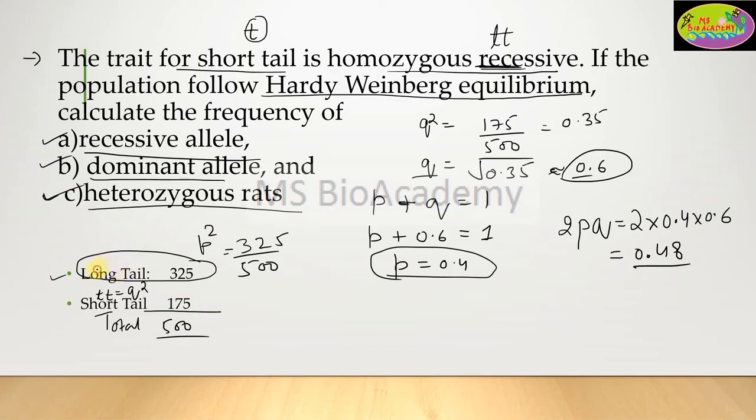Why? Because the tall phenotype can be inherited by the genotype capital T capital T, and it can also be by a heterozygous one. This phenotype can be expressed in both cases. Now we don't know how many are heterozygous and how many are homozygous tall. So that's why we cannot take this as the number in the calculation of p square. So we will not take this.